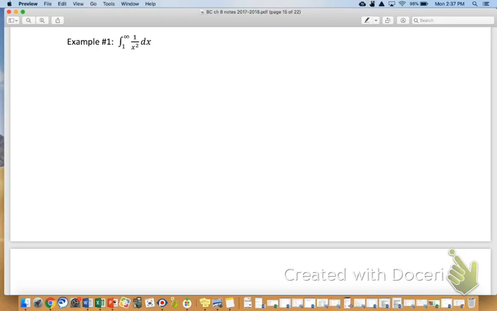I suppose the first thing we would look at and want to notice is that this is an improper integral. What's your first hint that this is improper? Infinity. Yeah, it's right there. The top limit is infinity. This has to be an improper integral.